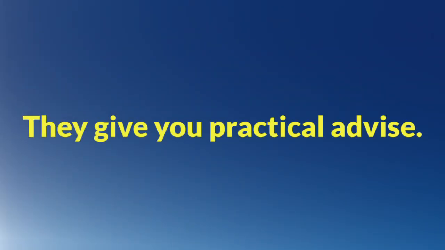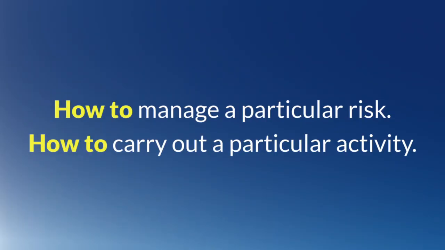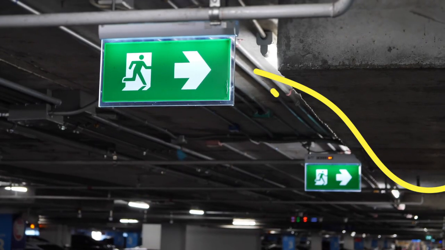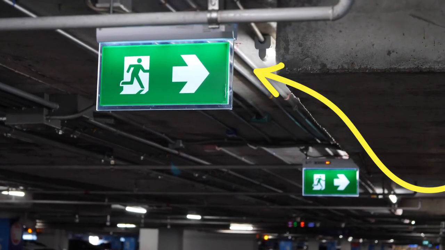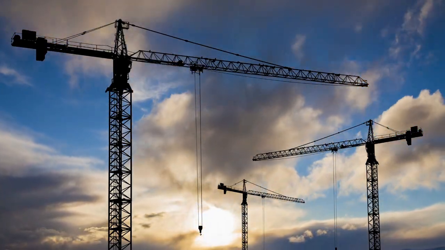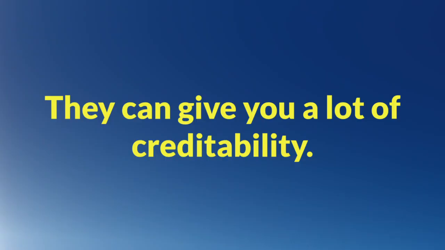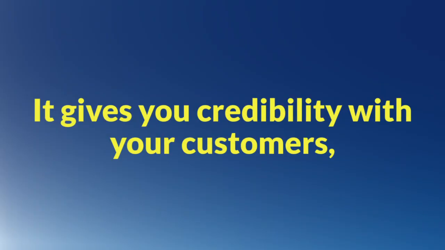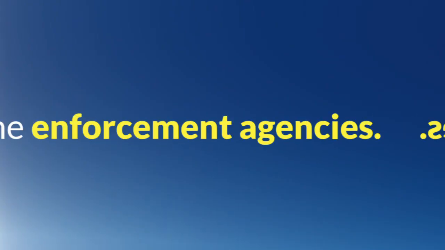So these standards are useful because they're going to give you practical advice on how to manage a particular risk or how to carry out a particular activity. For example, how often should you test your emergency lighting? There's an international standard explaining that. How should you manage the risks in, say, construction or agriculture? There's an ILO code of practice on that. Now, what these do, they can give you a lot of credibility. If you can prove that you comply with the standard, it gives you credibility with your customers, with your insurers, and with the enforcement agencies. So you could become compliant with an ISO standard.